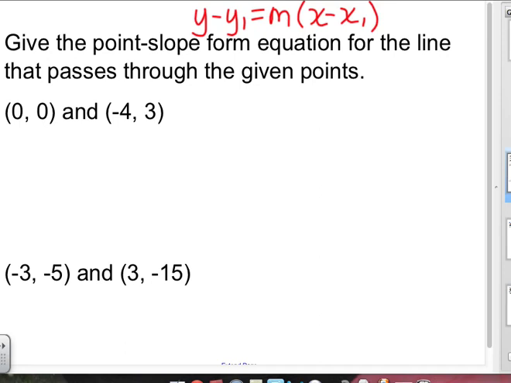I need the slope of the line. Now I have to do step 1. Step 1 was calculate the slope. Well, you know what I'm going to tell you. I think you should label your points. I think I like x1, y1, and I like x2, y2. I think it just keeps things straight. I think it's a good idea. Let's do step 1. Let's calculate the slope.